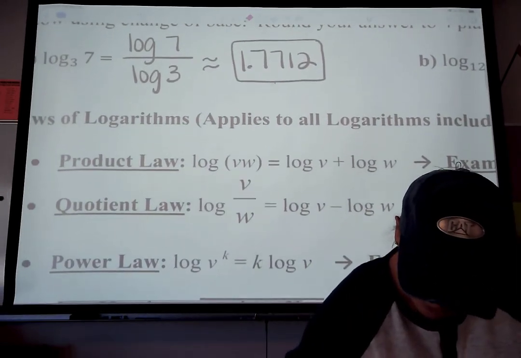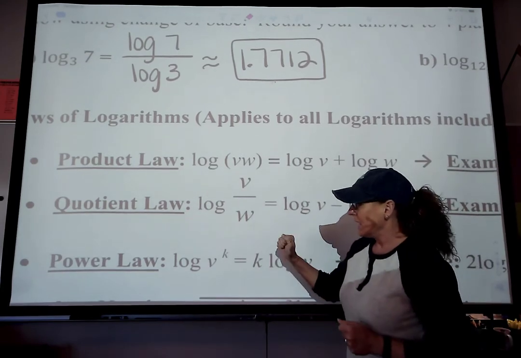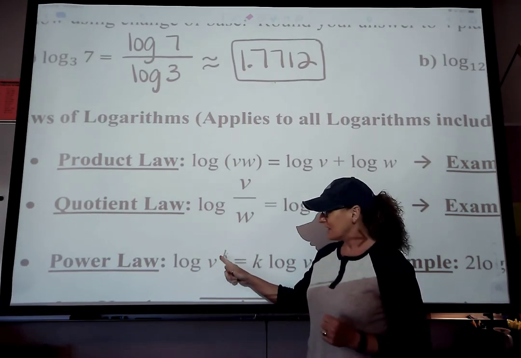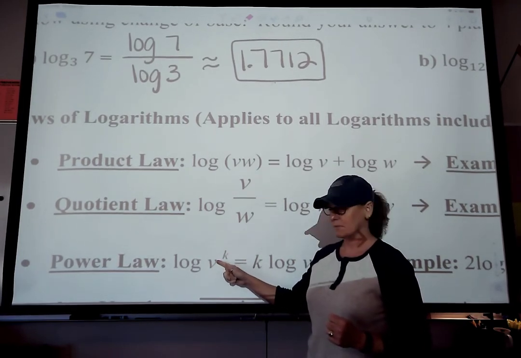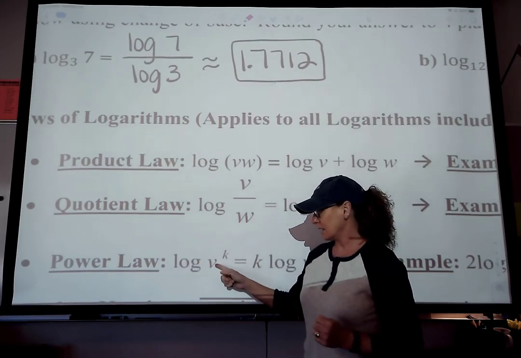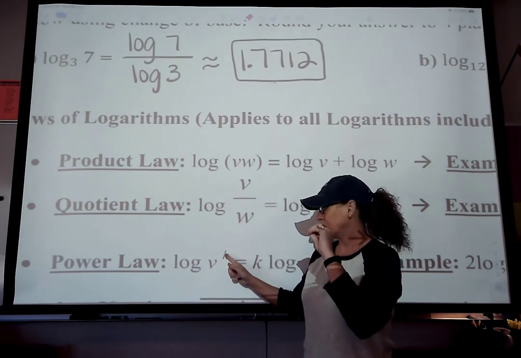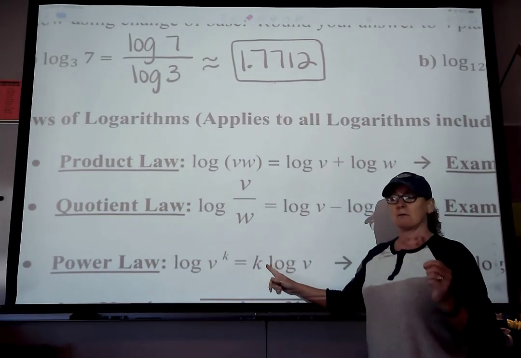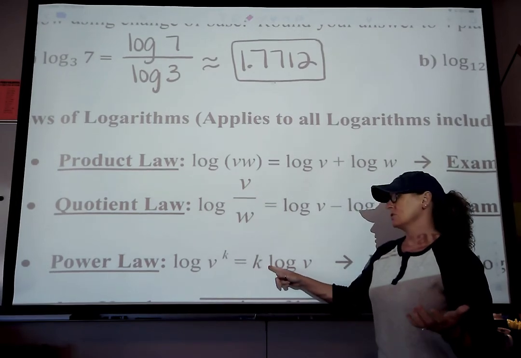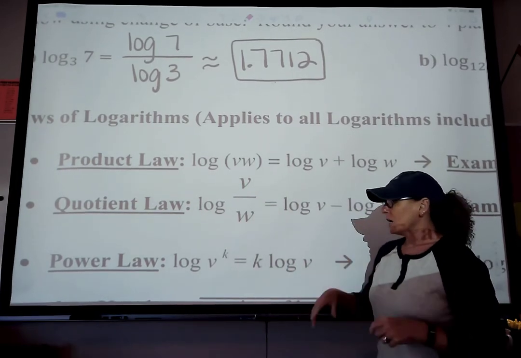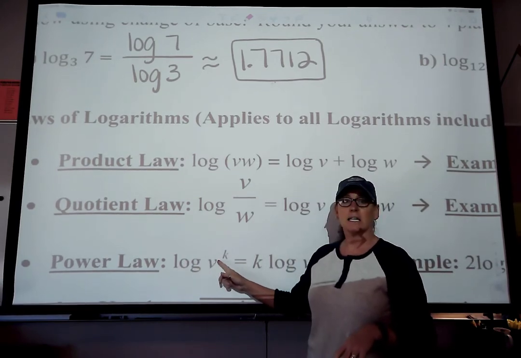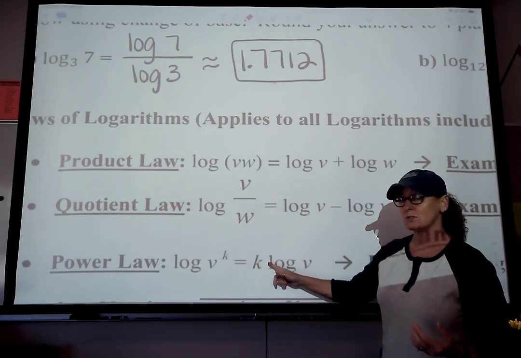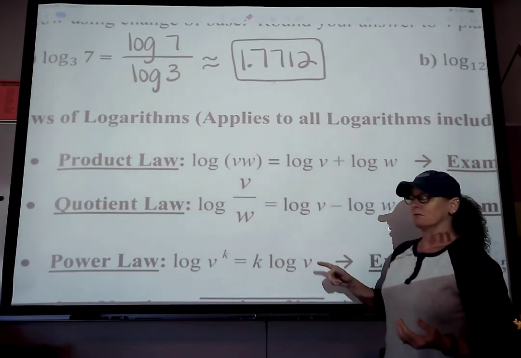And lastly, the power law. This one's kind of cool. If what you're taking the log of has an exponent attached to it, you can take your exponent and transport it down to the front of your logarithm, and it becomes a constant times the logarithm. Let's say you're doing the log of b squared. You can move the 2 down in front, and it would become 2 times log of b.